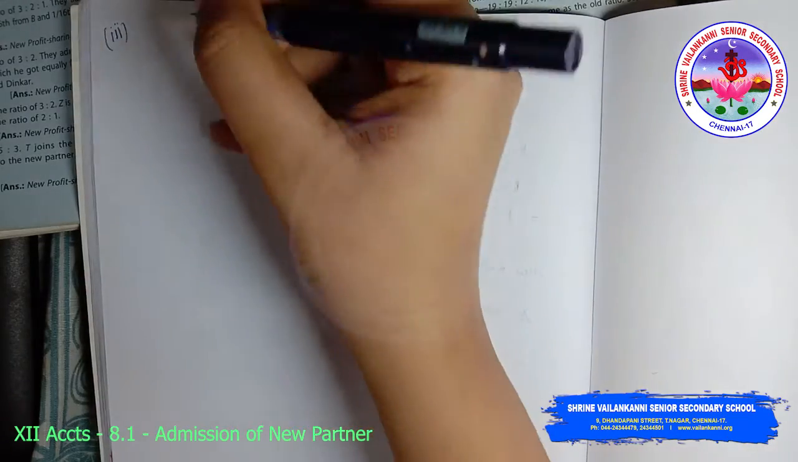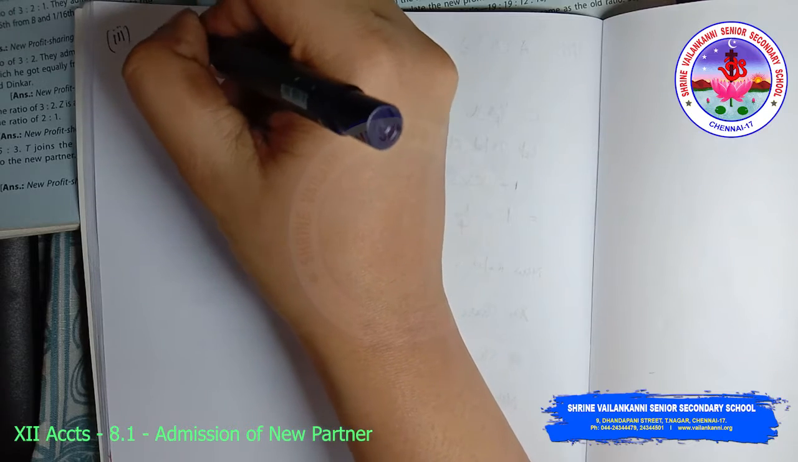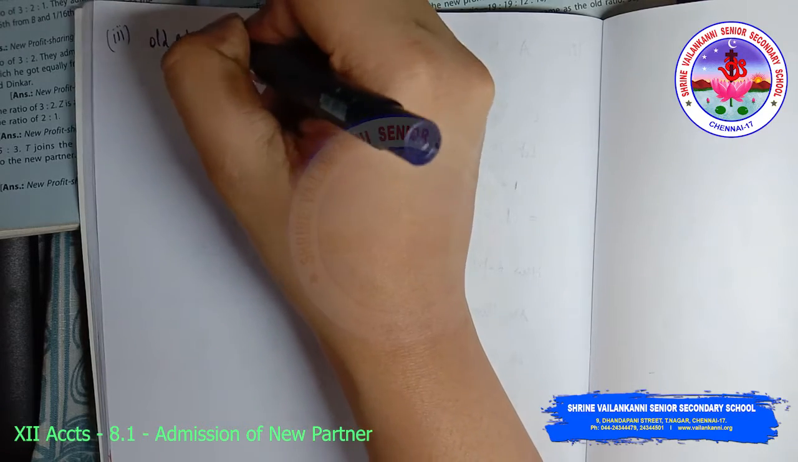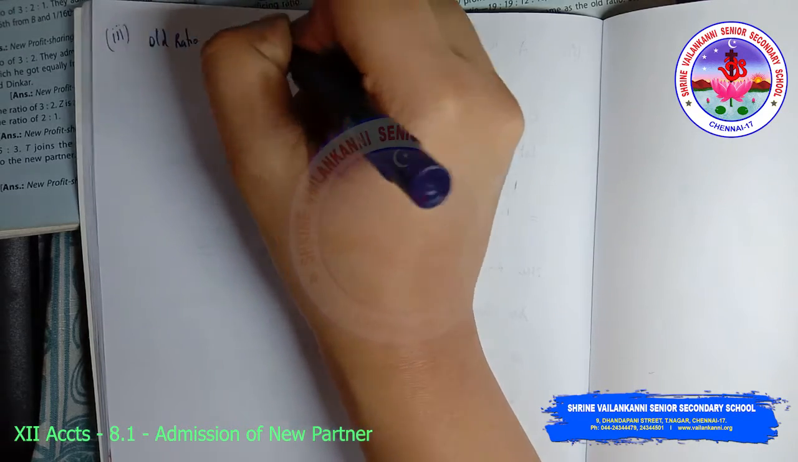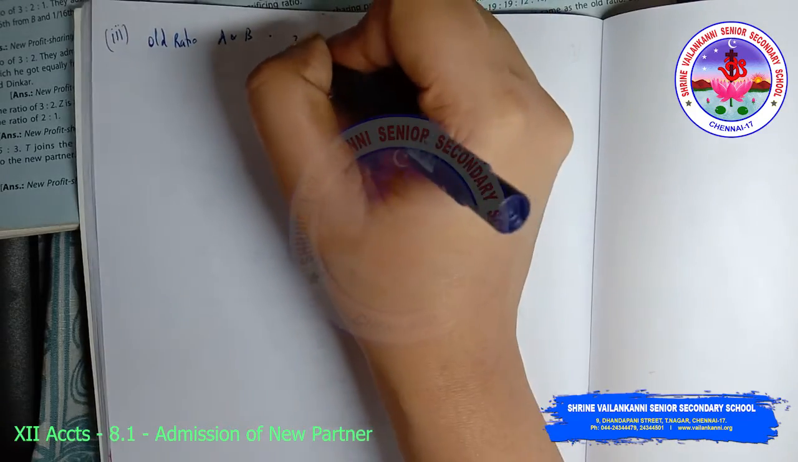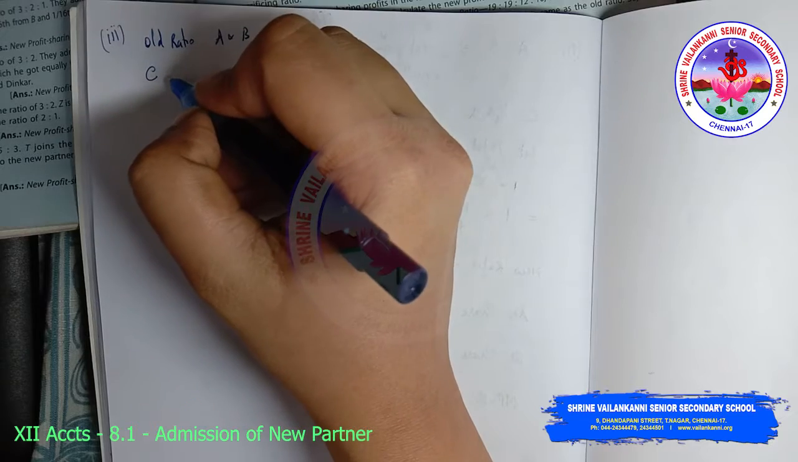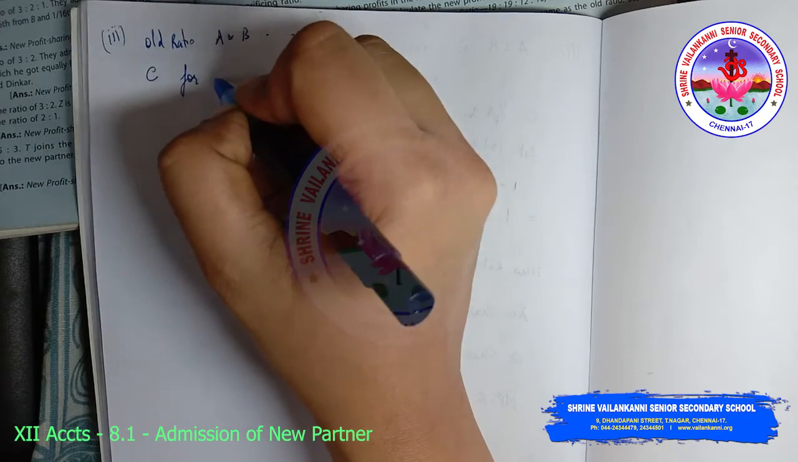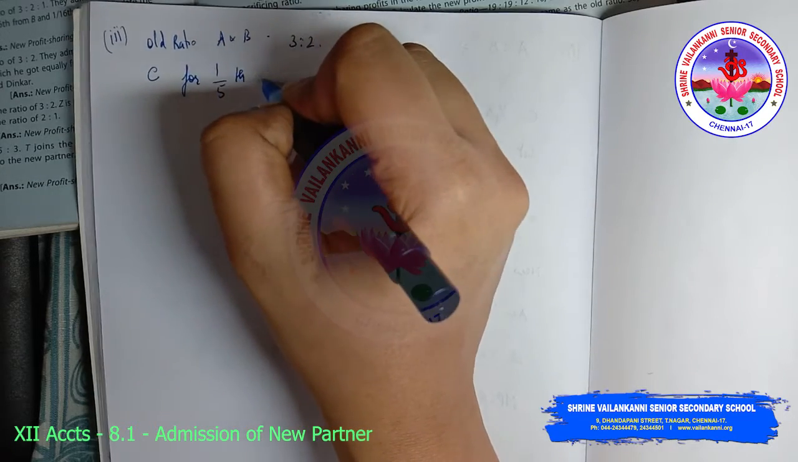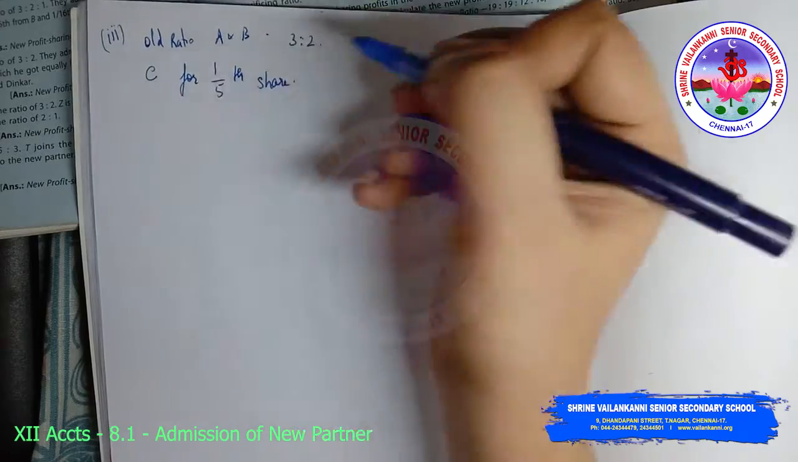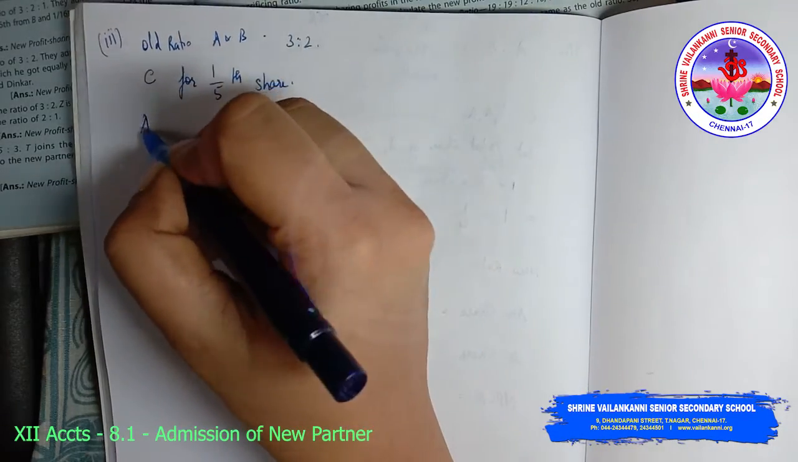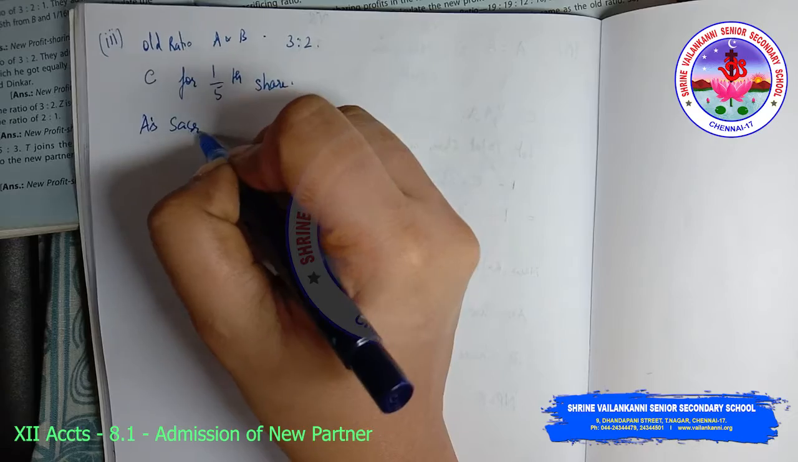So the old ratio of old partners A and B is 3:2. Now C is admitted for 1/5 share. Okay. A's sacrifice.